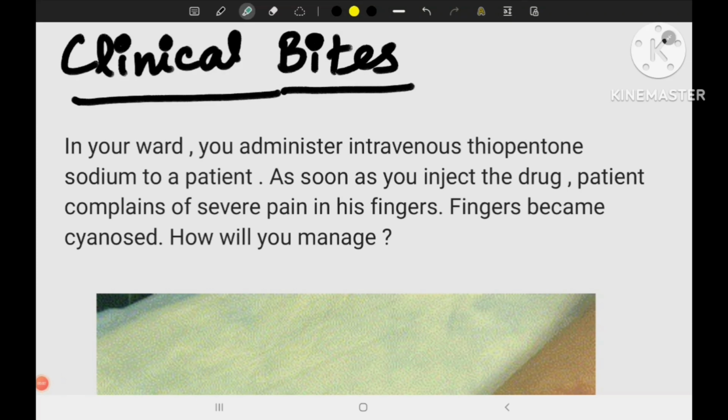Hello friends, today we are going to see a clinical question, clinical bites. This is an interesting question, so I thought to discuss it with you guys. So let's first read the question.